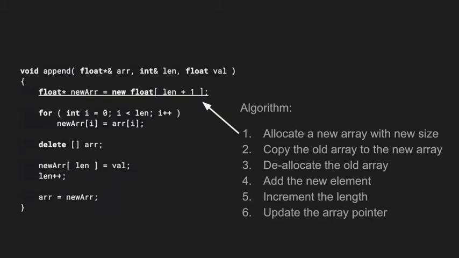Allocate memory for a new array with the new size. Copy the old array into the new array. Deallocate the old array. Add the new value to the new array. Update the length variable. And finally, update the array variable to point at the new array.